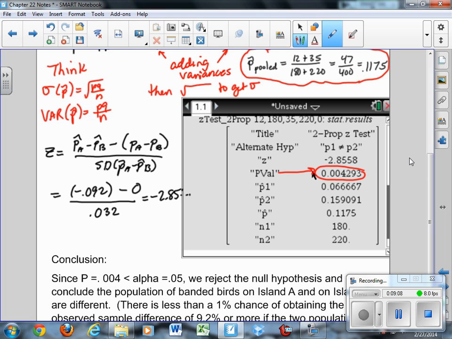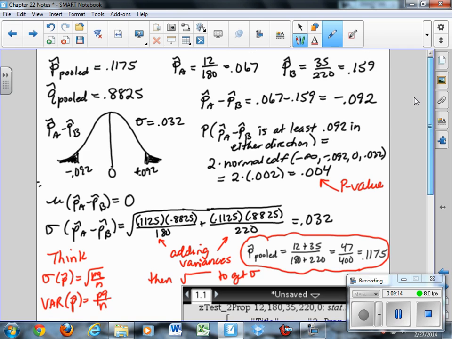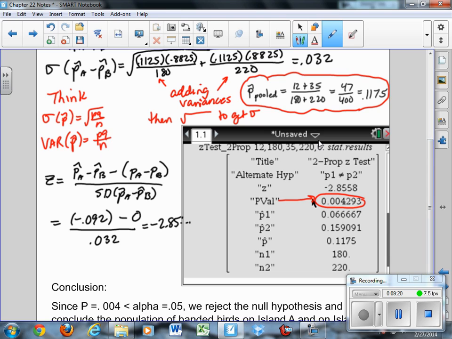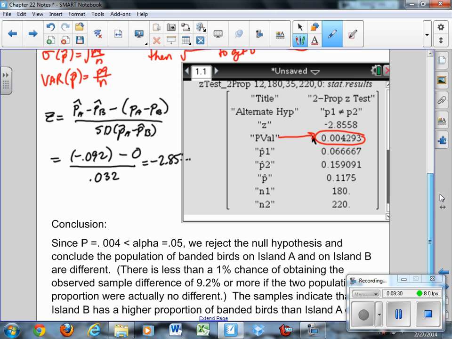So doing this all in the calculator, when you do it using the normal CDF, you have to remember to double it because it's a two-tailed test. When you do it on the calculator as a two-tailed test, the not equal to, it automatically doubles it for you, automatically calculates the p-value. So here's our p-value, and our conclusion. Interpreting p is a little tricky on this.